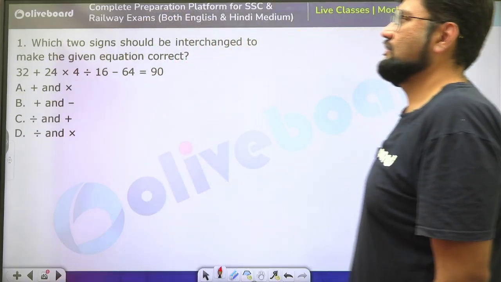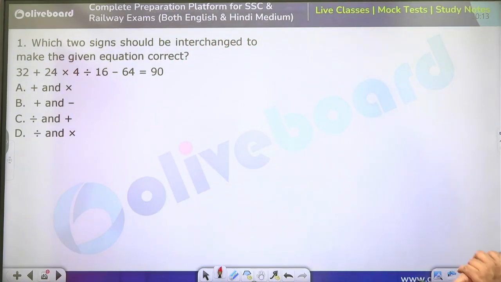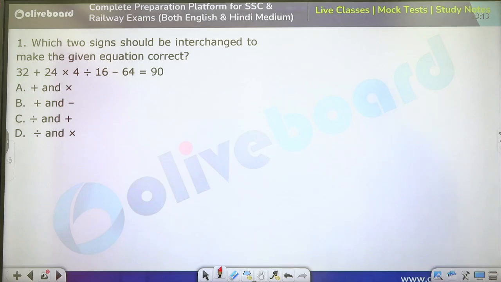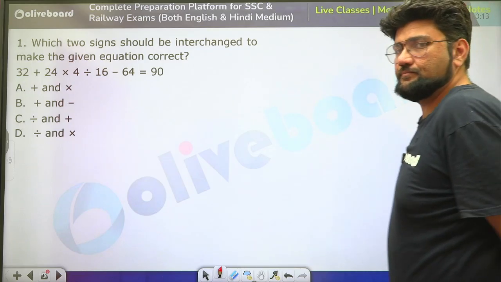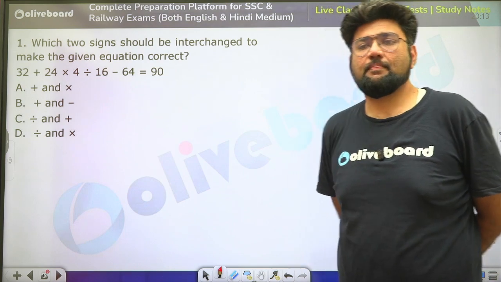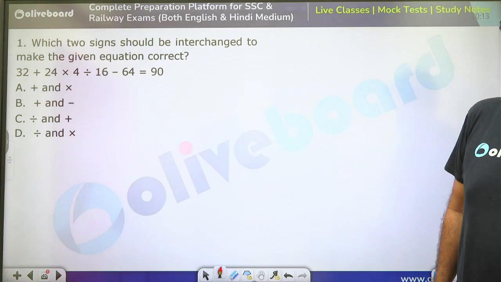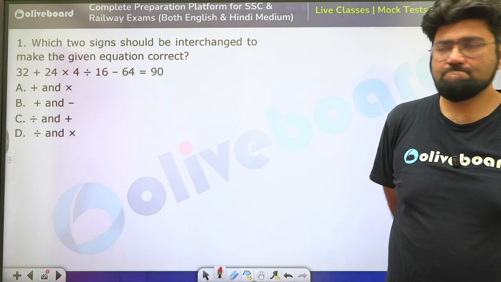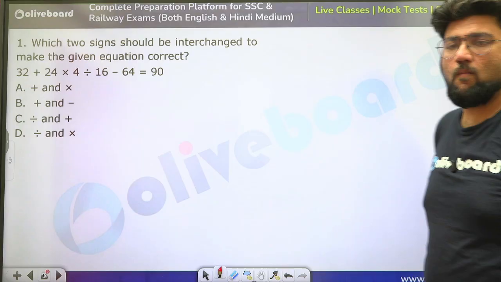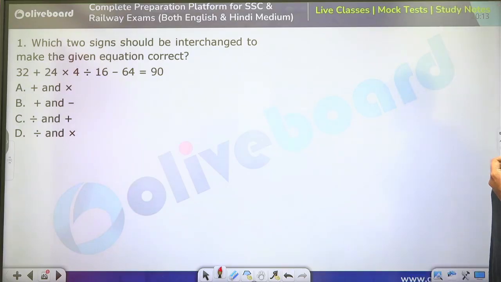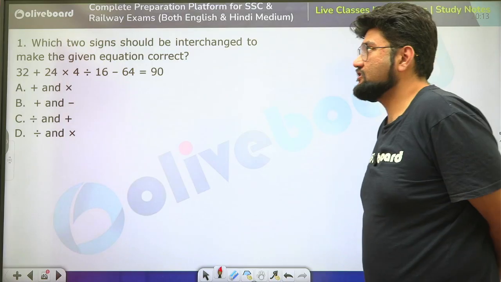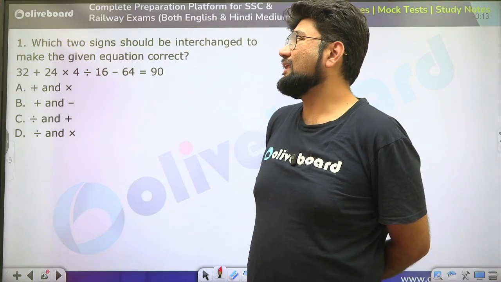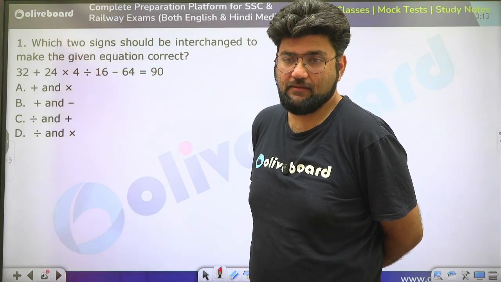Next. Which two signs should be interchanged to make the given equation correct? Two approaches again. You can either eliminate from the options, or you can actually solve it partially and check what exactly can be the error.